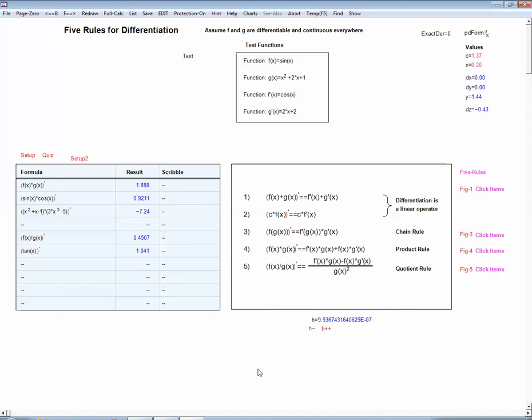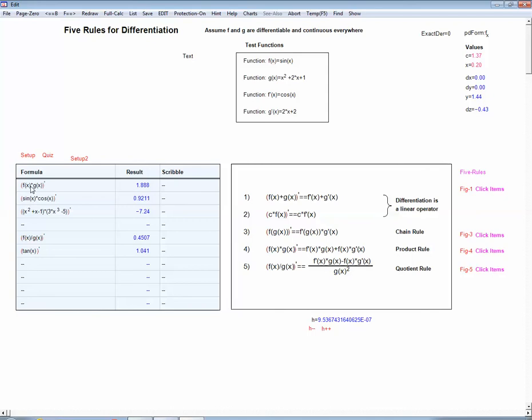In this video, we're going to prove the fourth and fifth rule of our list, and that is the product rule and the quotient rule. So let's start with the product rule. And before we do that, let's look at some examples.